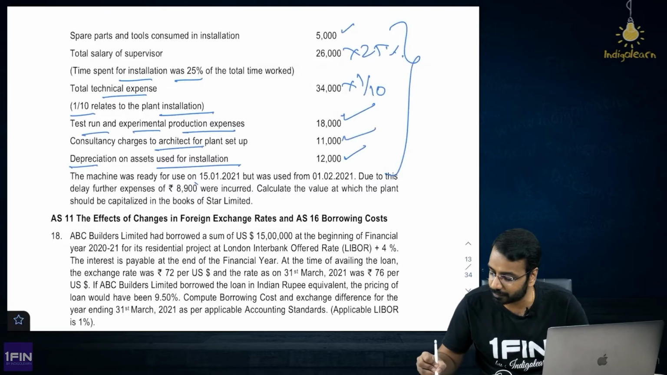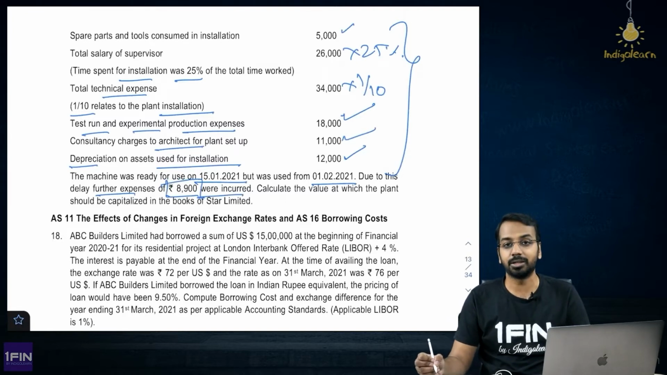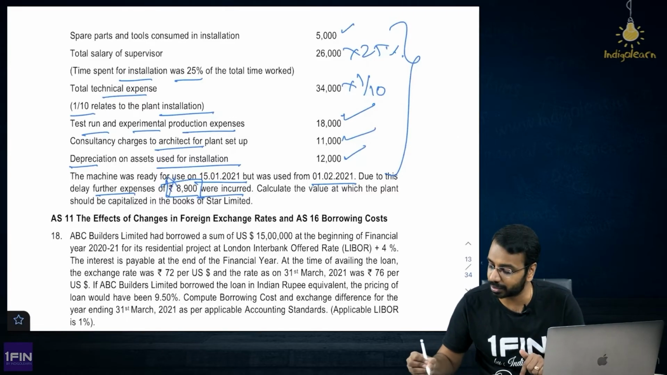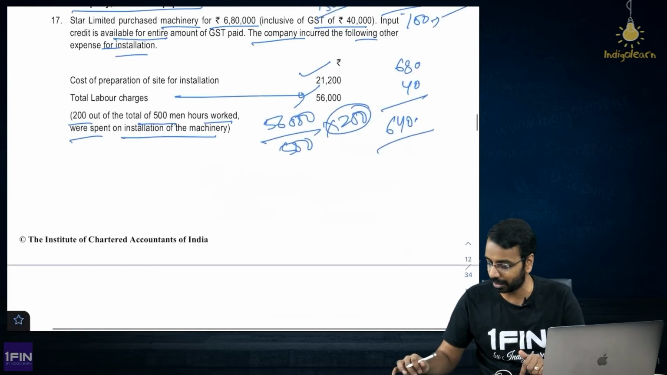Machine was ready for use on 15th of January but used from 1st of February. Due to this delay, further expenses of 8,900 were incurred. Now, this is the expenditure which is not incurred for bringing the property, plant and equipment to its current condition and location. So, this will not be considered. Calculate the value at which plant should be capitalized in the books. So, remaining all I have done it here.